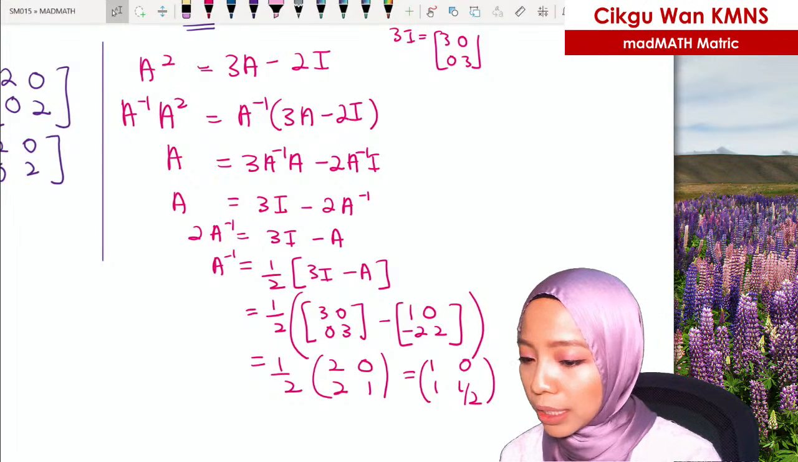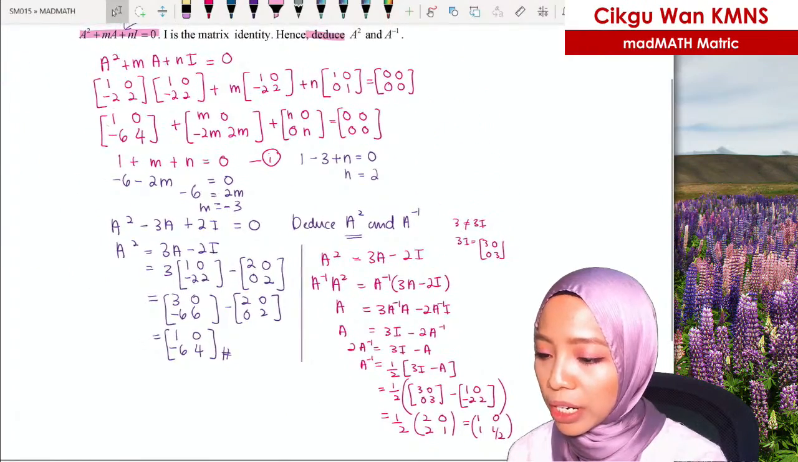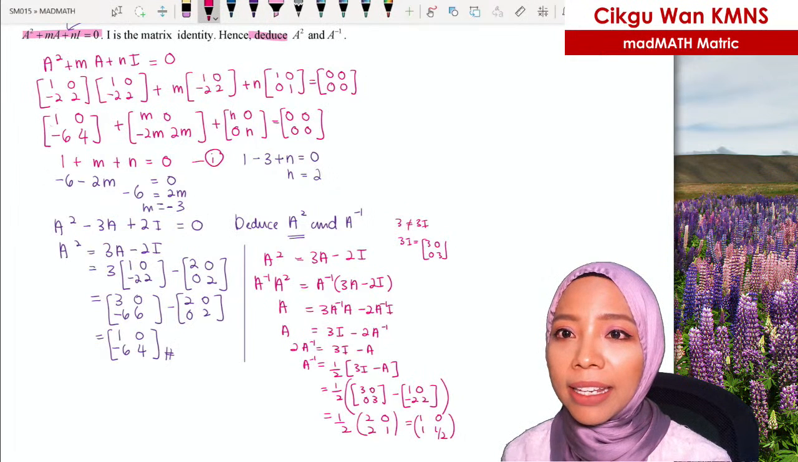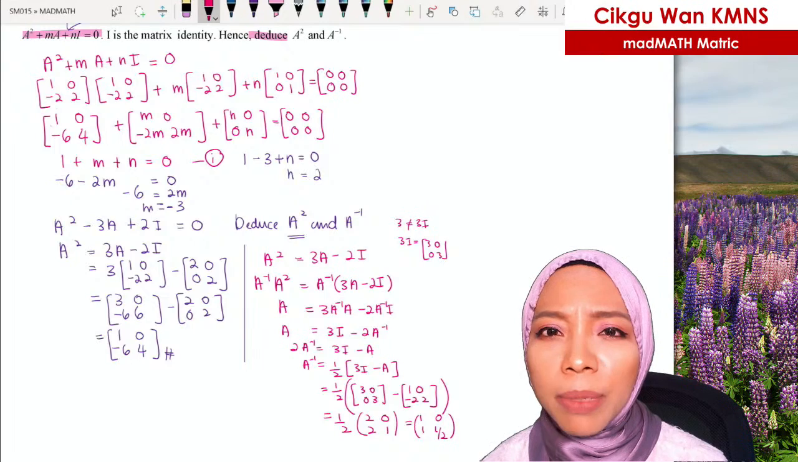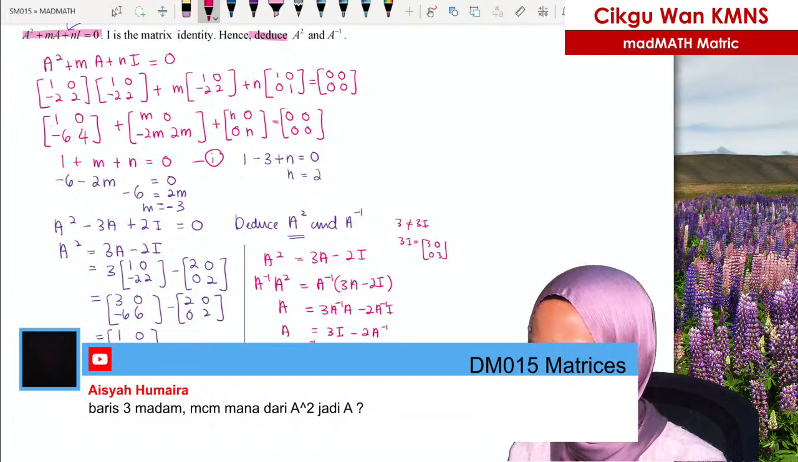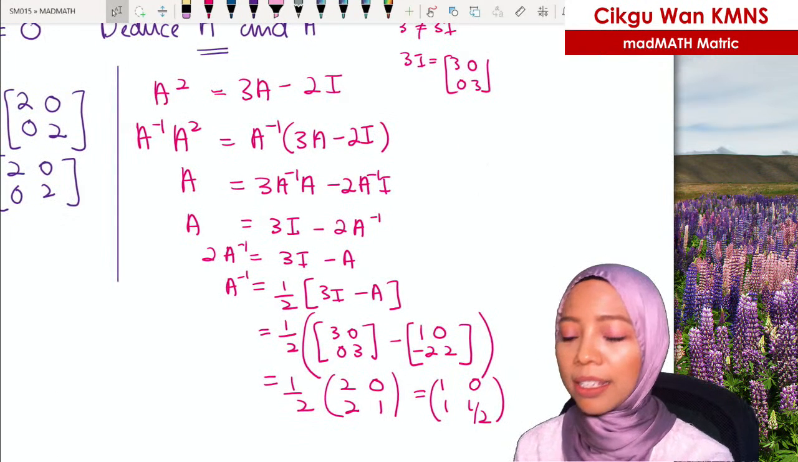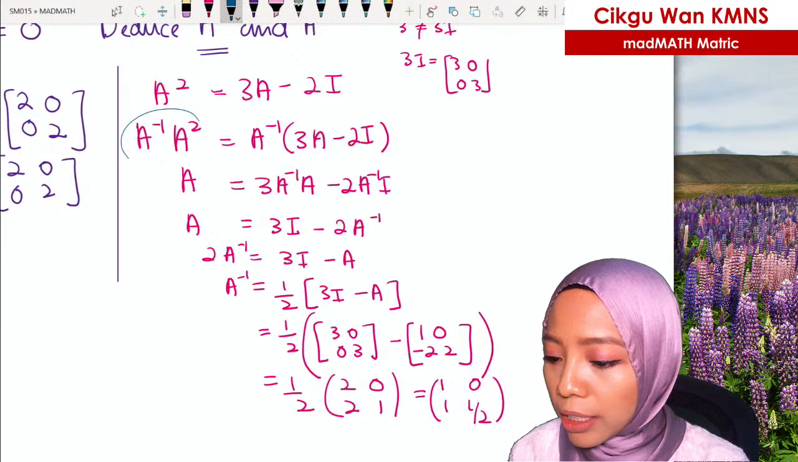Okay, so I continue. We have done answering this question where it asks us to deduce A square and A inverse. Baris 3, madam. Macam mana daripada A square jadi A? Okay, yes. I zoom in kat sini lagi sekali. Tengok, I keluarkan ini. Bawa pergi tepi sini.